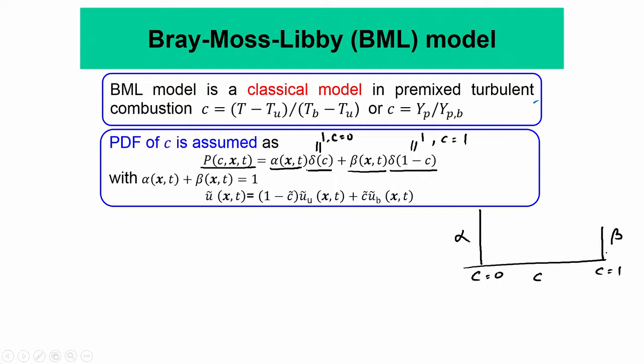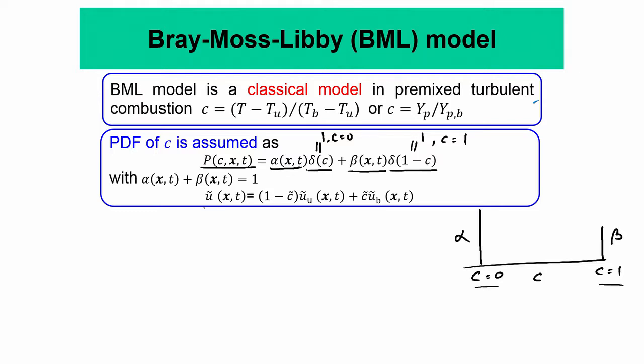Okay, so this is how the PDF of C looks, and this is assuming a flame. This type of model is only valid in the corrugated flamelets regime, where C only varies between 0 and 1, and any other values are not possible. Of course C equal to 0 corresponds to the reactants and C equal to 1 corresponds to the products, and this way we can figure out where the location of the flame is.